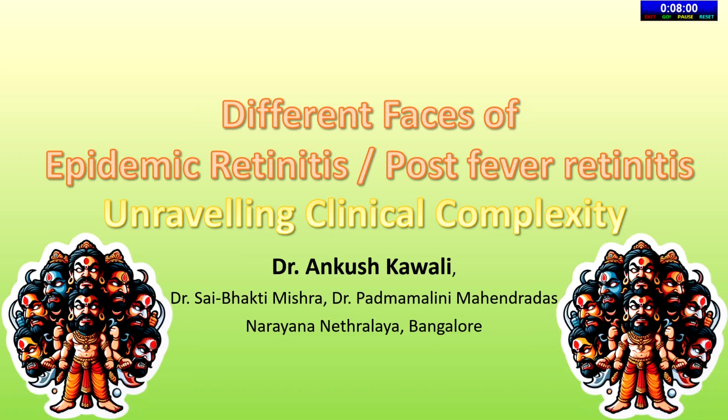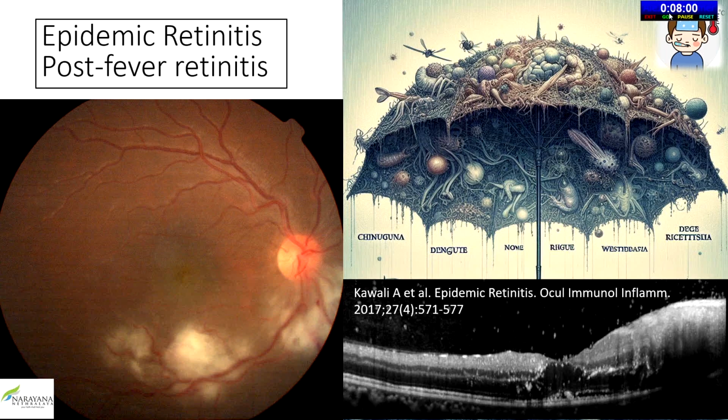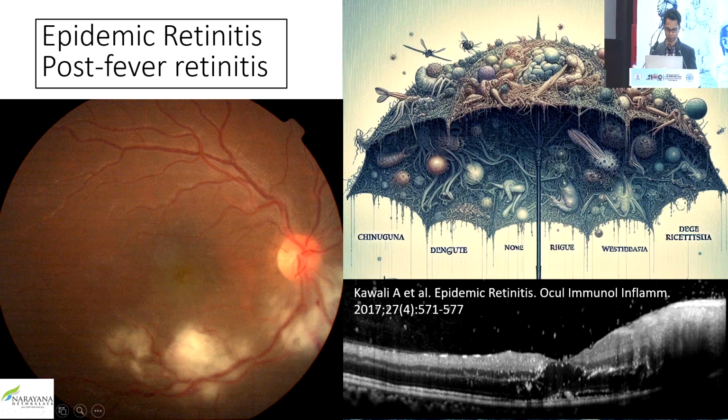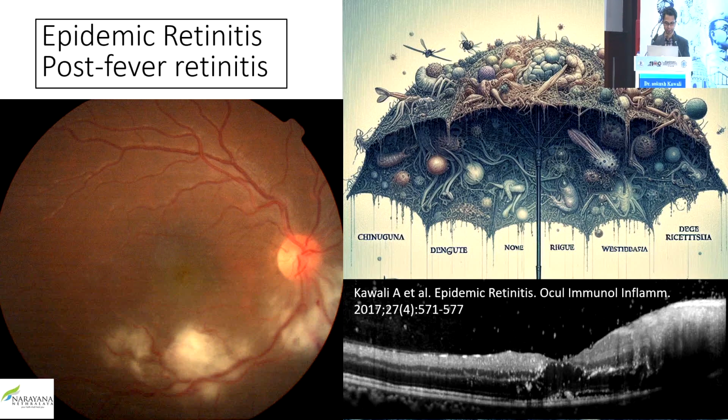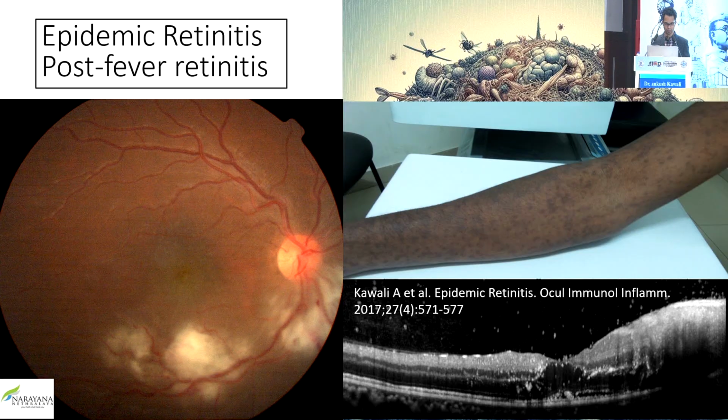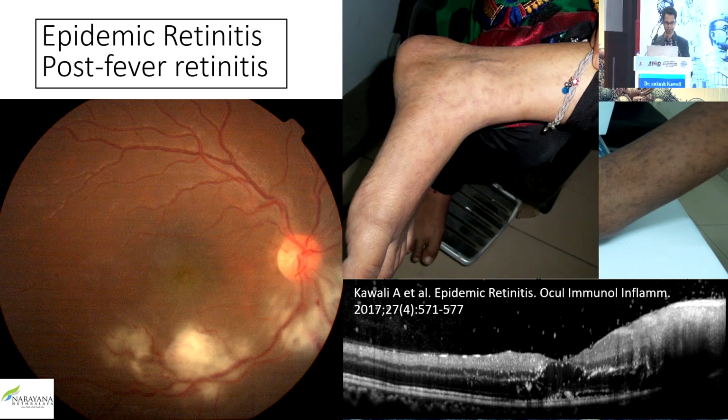So I'll be mainly discussing the presentation, the various clinical signs, and the various etiologies. The term post-fever retinitis or epidemic retinitis is an umbrella term which describes this peculiar retinitis entity which has been associated with various etiologies like chikungunya, dengue, West Nile virus, rickettsia, and even typhoid. Patients generally give a history of definitive fever 2 weeks to 4 weeks ago. They can come with this kind of skin rash and many times joint pain as well.